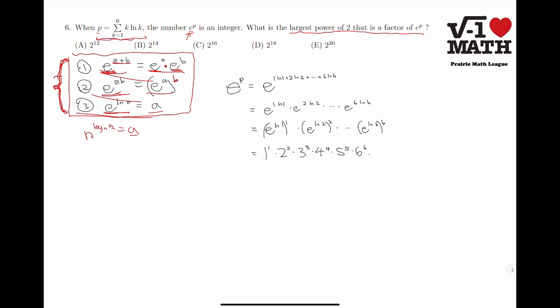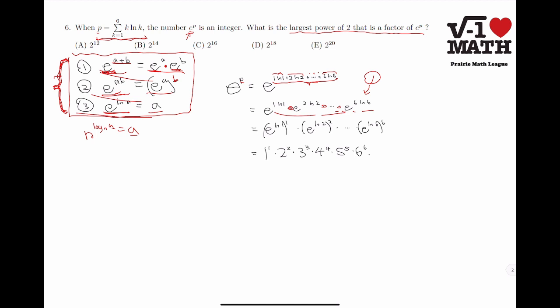So this might look scary at first, but we can just write it out like this: 1 times natural log of 1 plus 2 times natural log of 2 plus 3 times natural log of 3 until 6 times natural log of 6. Then we can directly apply rule 1 to get a bunch of products: e to the power of 1 times natural log of 1 times e to the power of 2 times natural log of 2, etc.